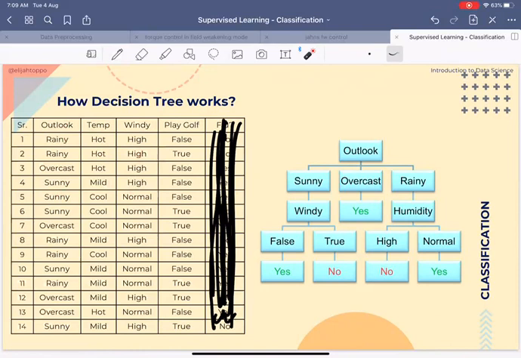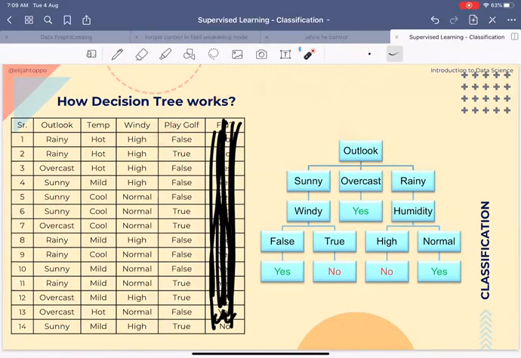And here outlook can take three values: either rainy, overcast, or sunny. Temperature can take three values: hot, mild, and cool. Windy takes two values, high and normal. Play golf is basically either we go or we don't go. So to represent this data, we are creating a tree structure like this.